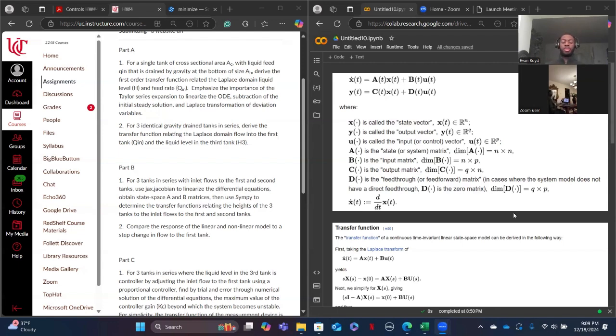Today, for part B, we are asked, for 3 tanks in series with the inlet flow to the first and second tank, to use Jacobian to linearize the differential equation obtained, in the state space A and B matrices. Then use SymPy to determine the transfer function relating the height of the 3 tanks and the inlet flow to the first and second tank. And then from this, we'll make subplots to compare the response of a linear and a nonlinear model to the step change in flow in the first tank.